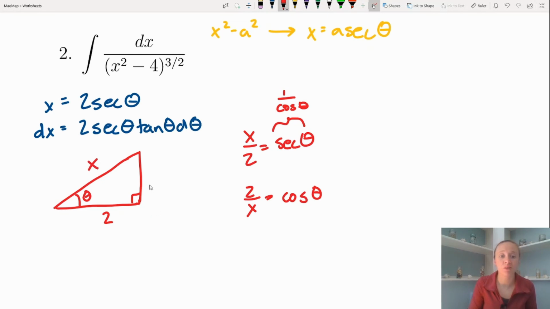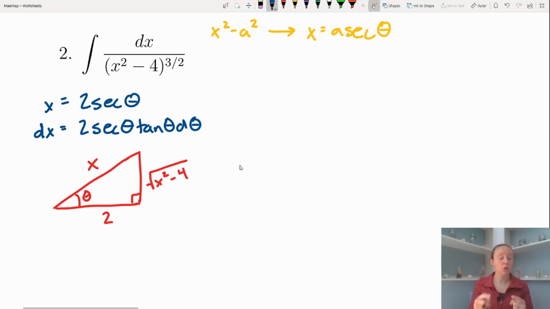That means this unknown side is going to be the square root of my hypotenuse squared, x squared, minus 2 squared, which we know that 2 squared is 4. So there is my x squared minus a squared. So we did indeed choose the right trig function to substitute in. So x, dx done, triangle done.